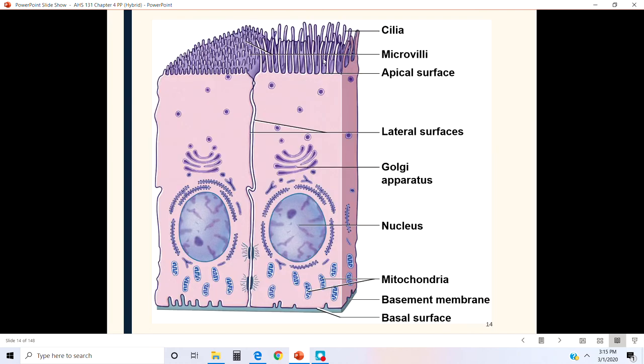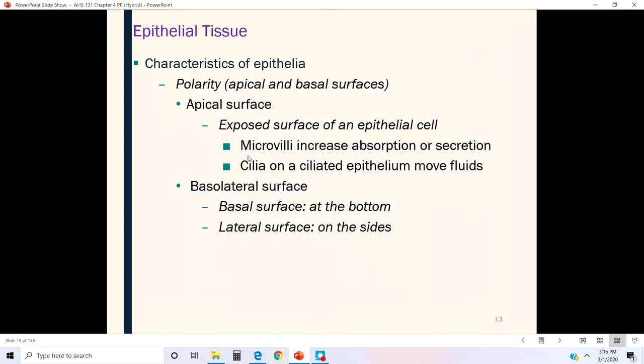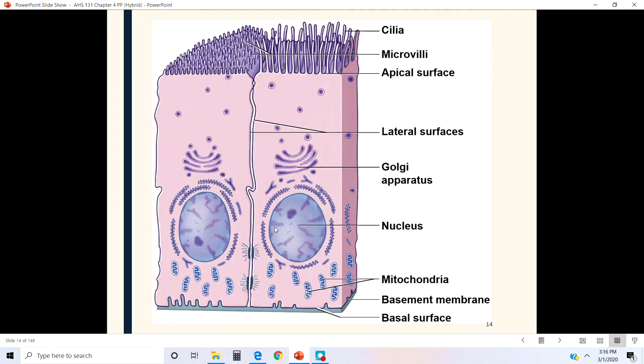So here, these are more like hair-like projections that go up. Let's just say some debris or some fluid got near the cilia, they would start to beat. They would start to move in unison and move substances along the cell. So both microvilli and cilia are located on the top apical surface. The basal surface is very simple, it's going to be at the bottom, and then the lateral surface is obviously going to be on the side.